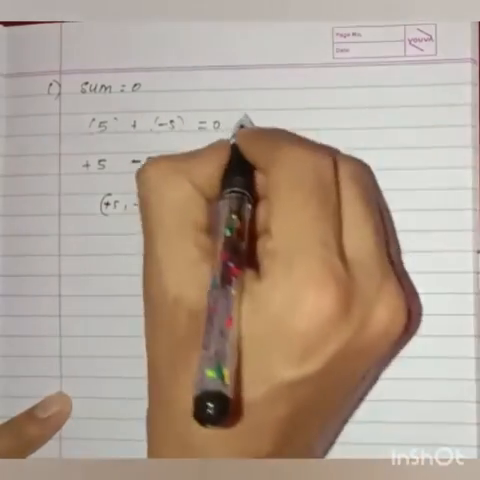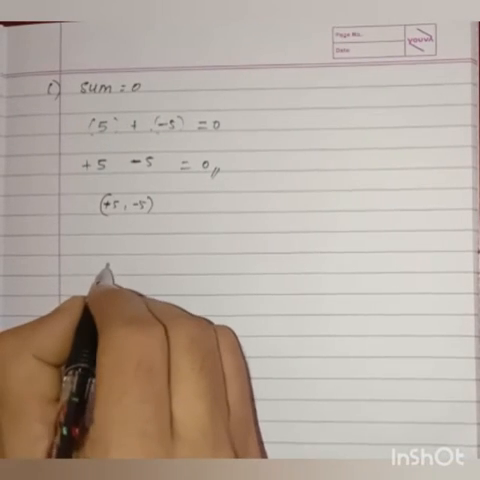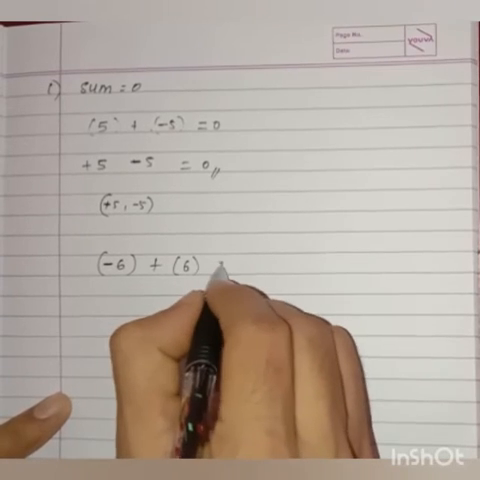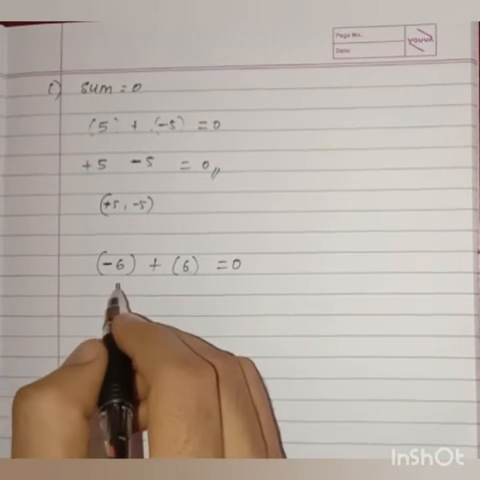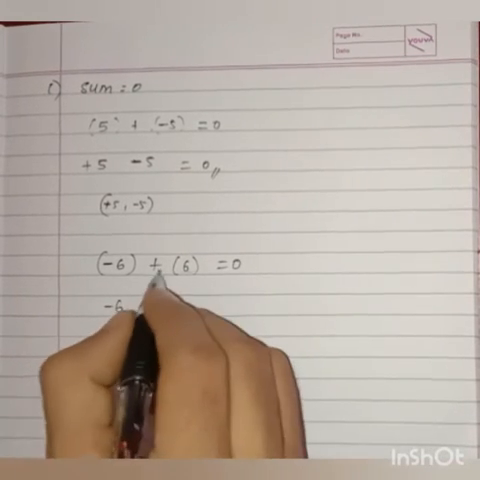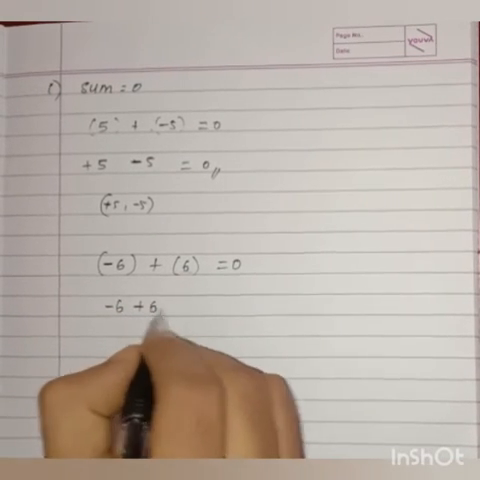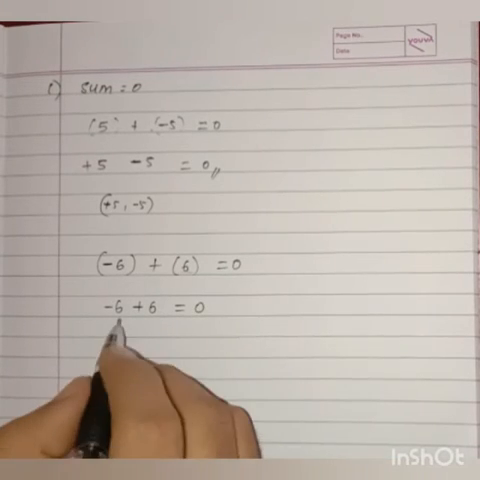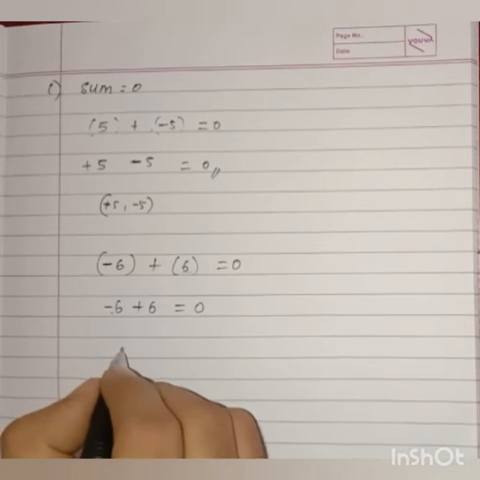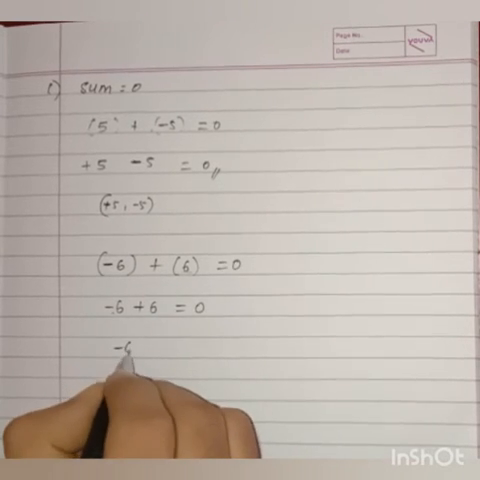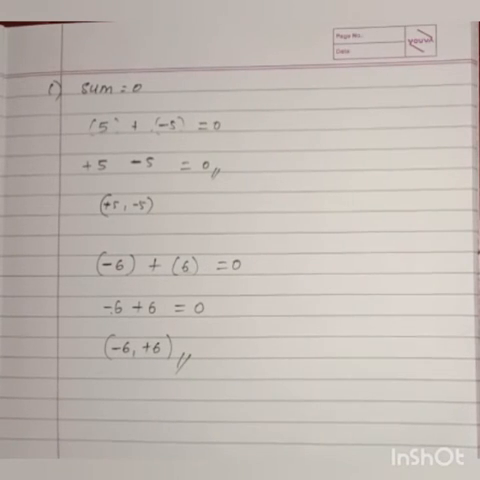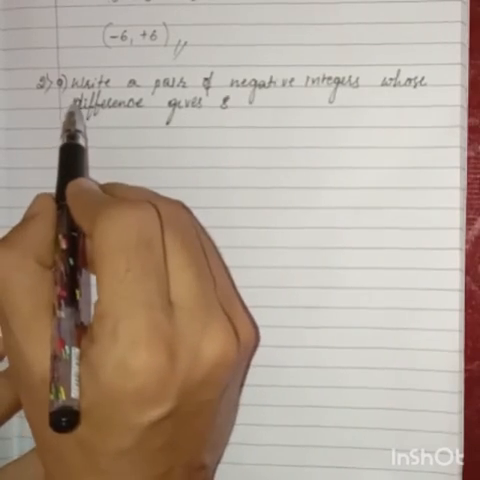Now let us take another example. -6 plus 6 is equal to 0. If we add these two integers, again we get 0, right? The sum will be 0. So -6 as it is, plus into plus is plus 6, that is equal to 0. So plus 6 minus 6 is 0, right? So another possibility of integers is -6 and plus 6. Got it, children? And next, question number 2.